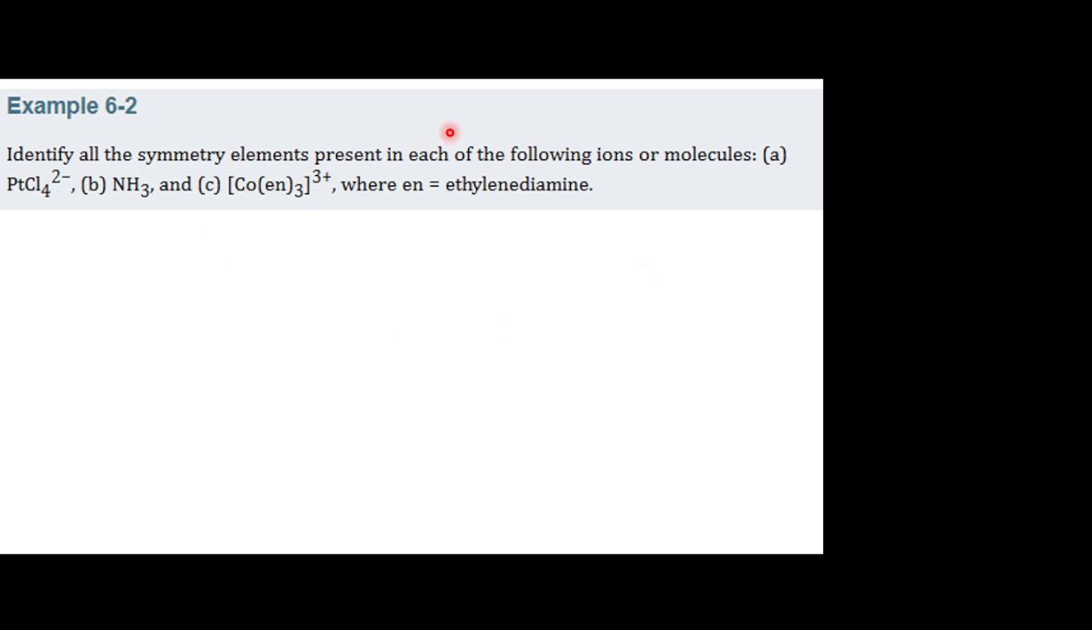Okay. So let's identify the symmetry elements that are present in each of the following ions or molecules. We have PtCl4. Then we have NH3, which is going to be used in a lot of these next examples. And then we have Co(en)3 3+, where en is ethylenediamine, three times around the cobalt.